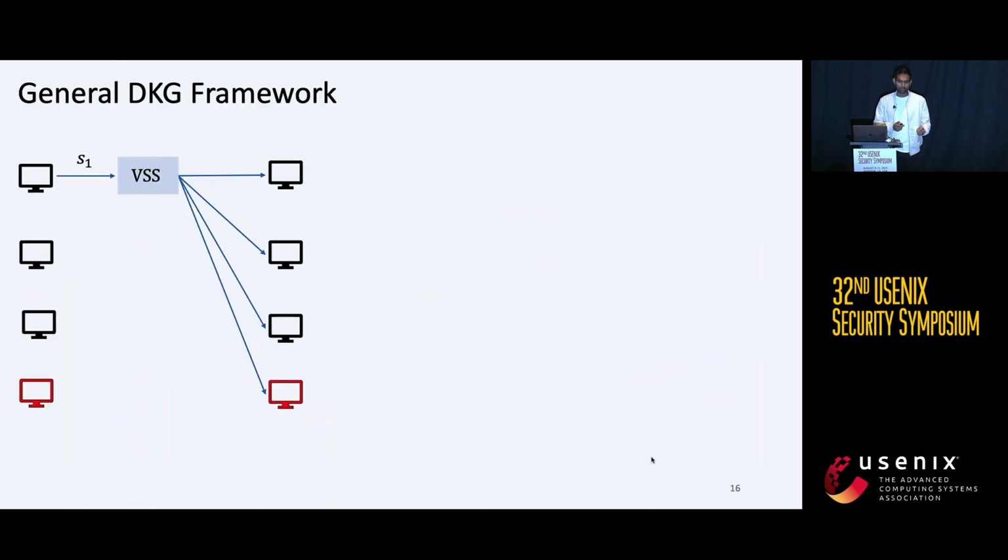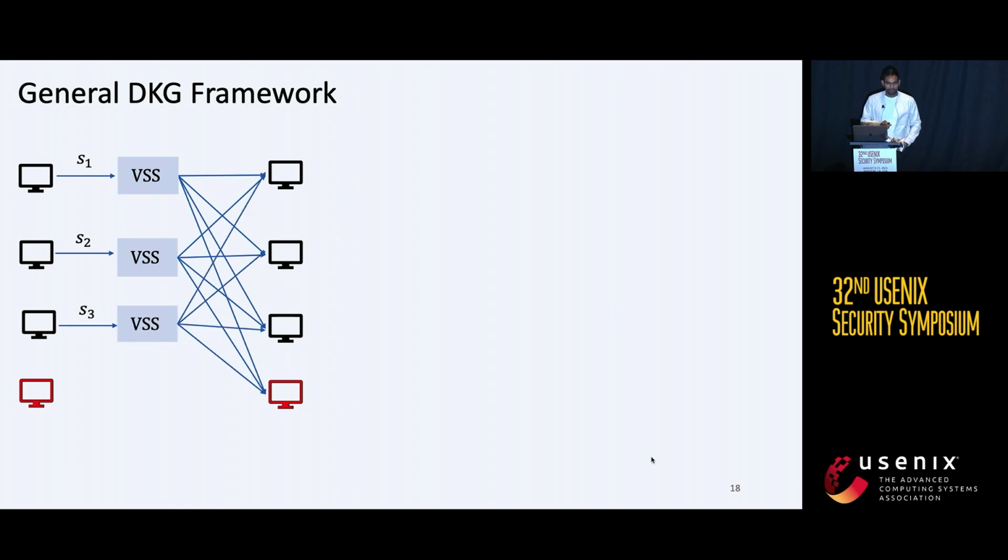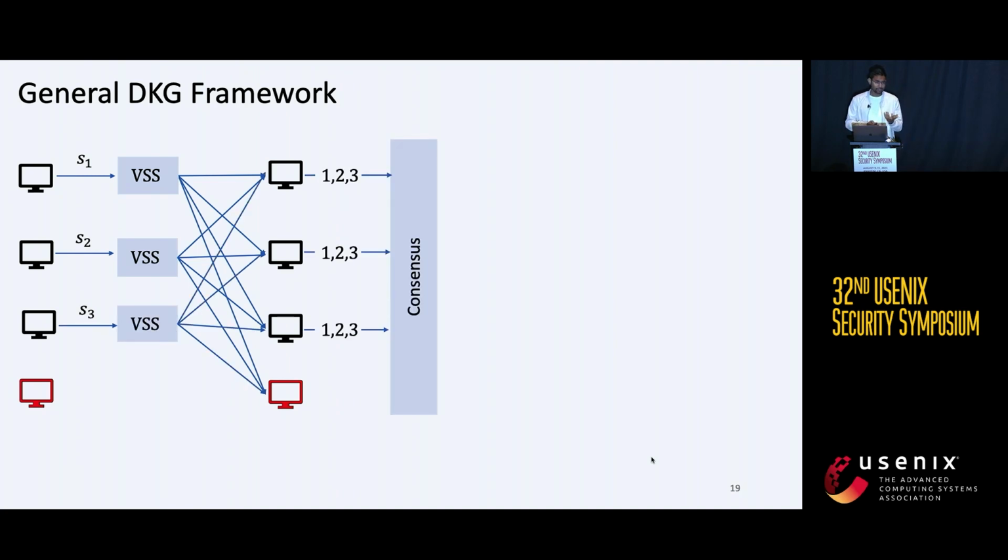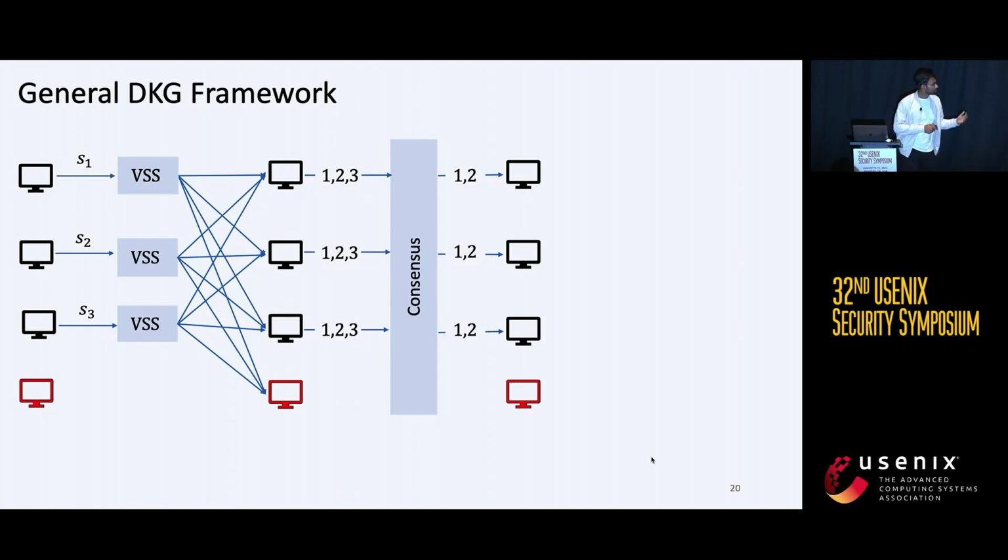Each party will sample a random value and share it with everybody else using verifiable secret sharing. Everybody will do that in parallel. Then these parties will run a consensus protocol to decide on which subset of parties did their VSS correctly. Okay? Let's say the consensus outputs 1 and 2, which just means that party 1 and party 2 did their VSS correctly. Then we do the most naive thing: the DKG secret will be the sum of the secrets that are output by the consensus algorithm.